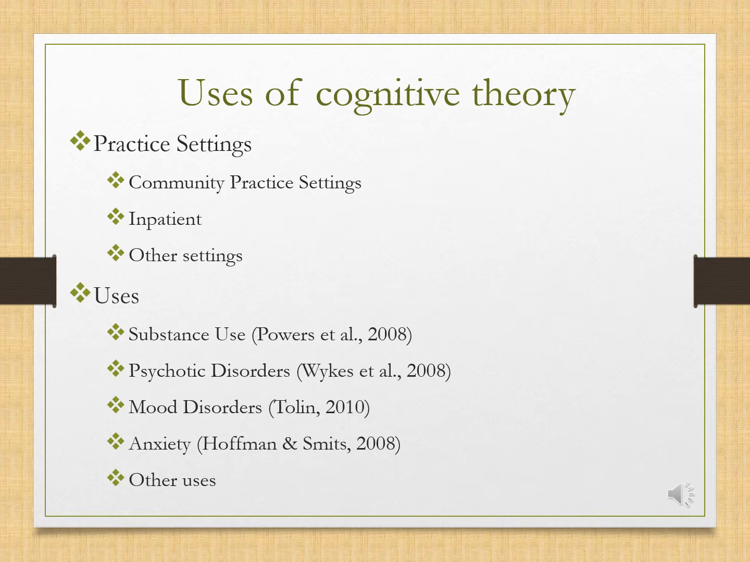With anxiety disorders, perhaps there were the best results, the best outcomes. Hoffman and Smits found that a cognitive-based approach should be the first-line approach in dealing with anxiety disorders. And there were lots and lots of other uses, including body dysmorphia, insomnia, eating disorders, personality disorders, anger management, chronic pain, even smoking cessation.